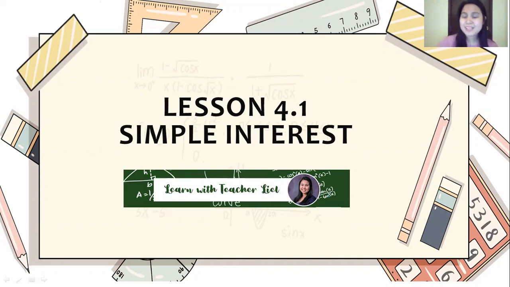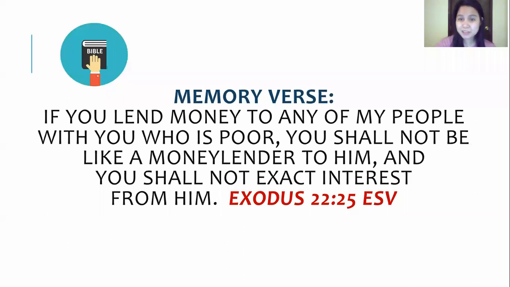Let's start. Today's memory verse is found in Exodus 22, verse 25. It says, "If you lend money to any of my people with you who is poor, you shall not be like a moneylender to him, and you shall not exact interest from him."